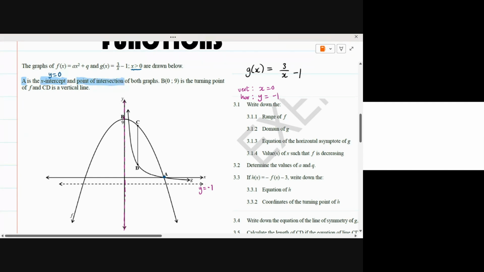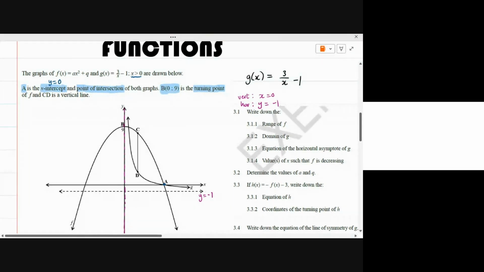Then they tell us that the point B (0, 9) is the turning point of f. What does that tell us? Who can tell me what this (0, 9) being the turning point of the parabola f has to do with my equation of the parabola? That's it, Didi Malo, lovely. What it tells us is that q is equal to 9.